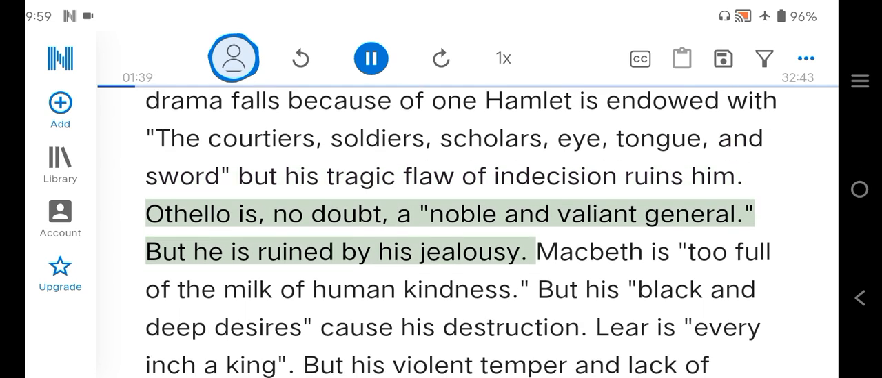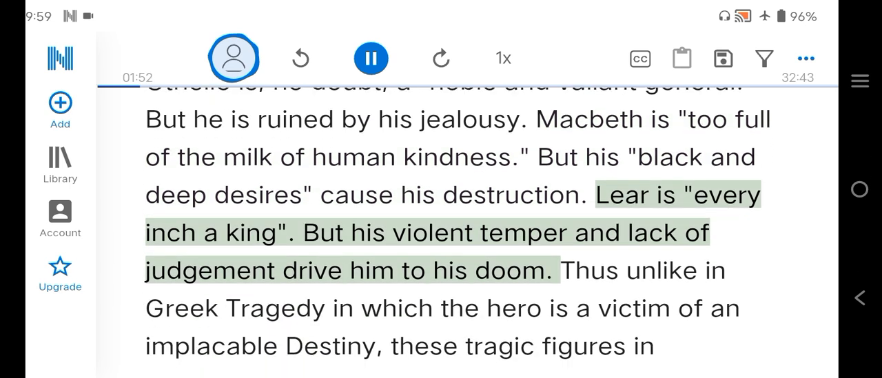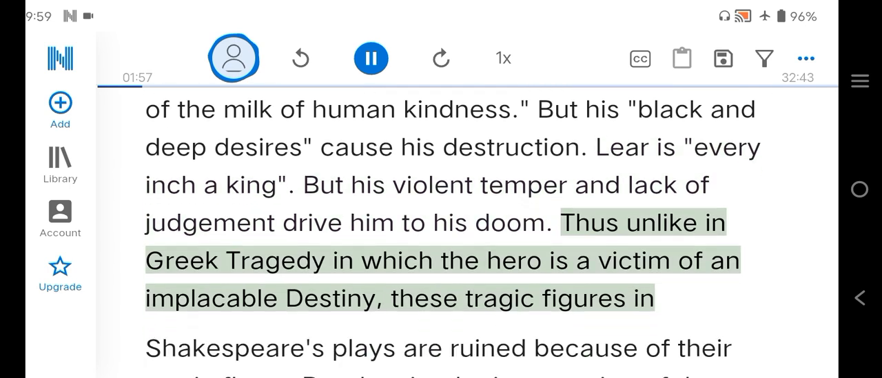Othello is, no doubt, a noble and valiant general. But he is ruined by his jealousy. Macbeth is too full of the milk of human kindness. But his black and deep desires cause his destruction. Lear is every inch a king. But his violent temper and lack of judgment drive him to his doom.